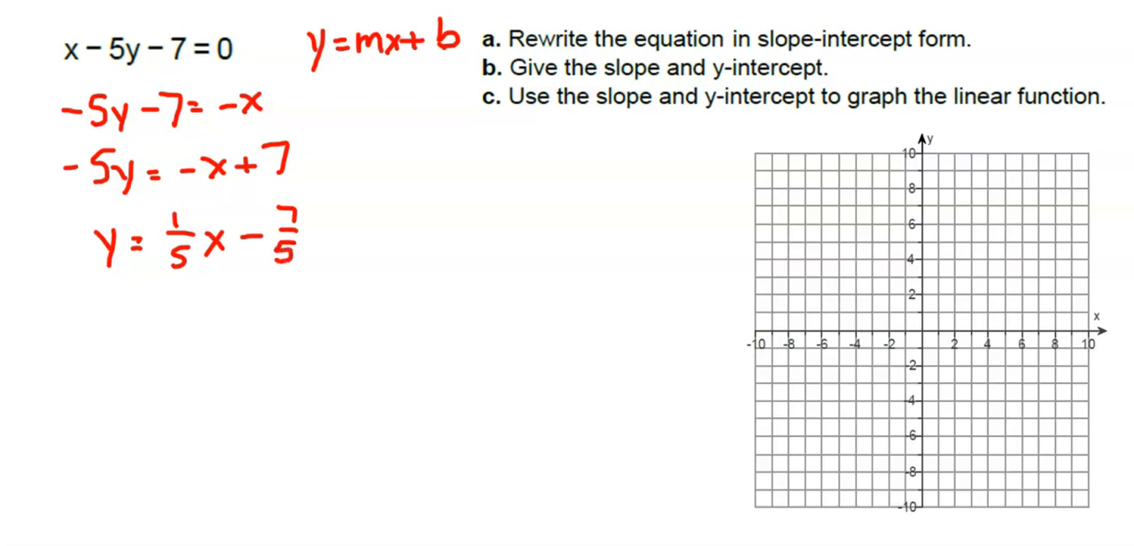Part B asks us to name the slope and y-intercept. And since we have the equation in slope-intercept form, that's easy to do. The slope is 1/5, and the y-intercept is negative 7/5.